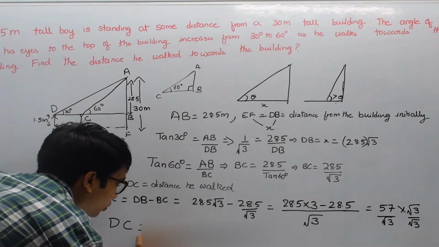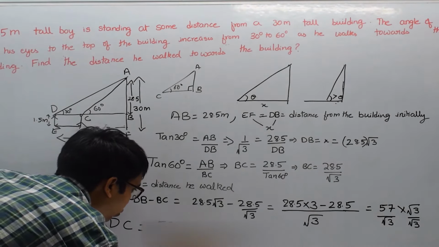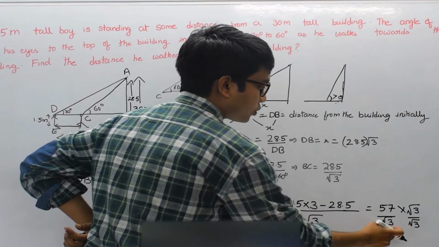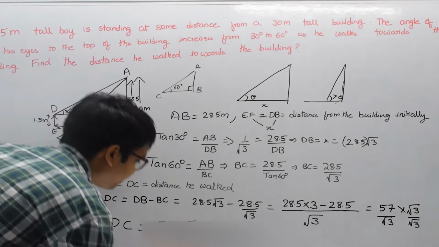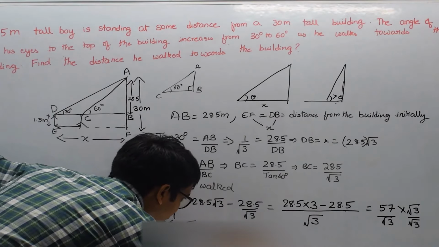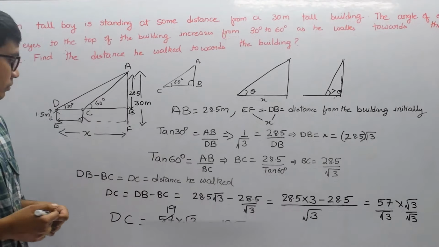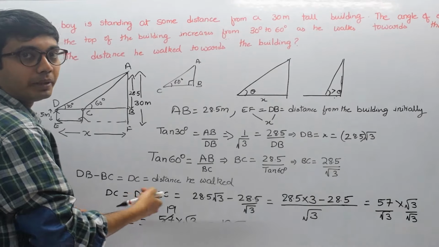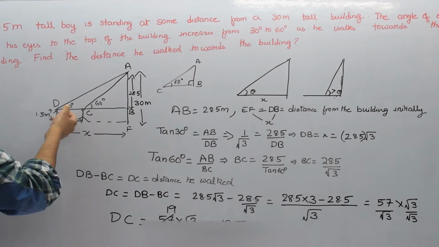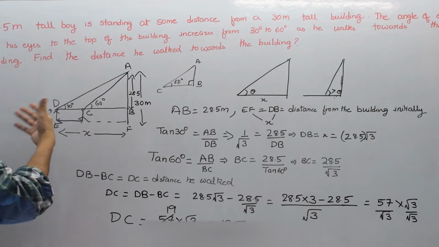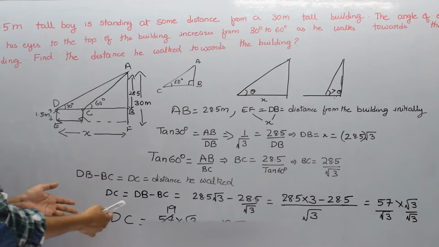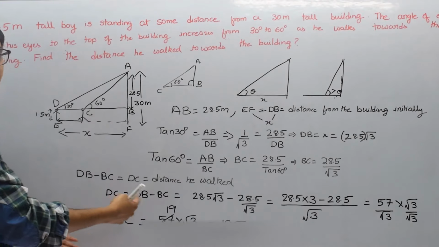So I'll be having DC is equal to 57 into root 3 by root 3 into root 3, which is 3. So 19s, I'll have 19 root 3. So the distance he walks towards the building will be 19 root 3. So initially the boy had an angle of elevation of 30 degree. Then after moving towards the building, the angle of elevation increased to 60 degree. So what is the final value of DC? DC's final value is 19 root 3.